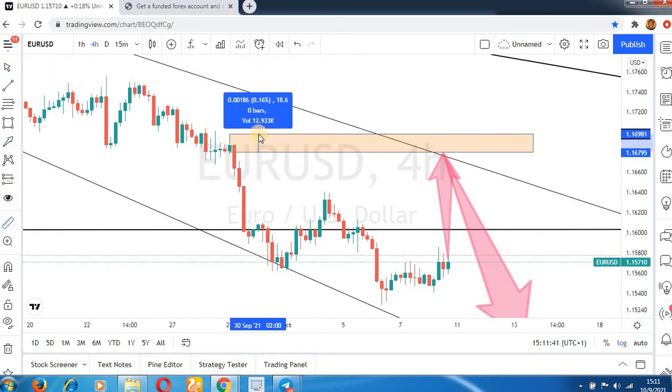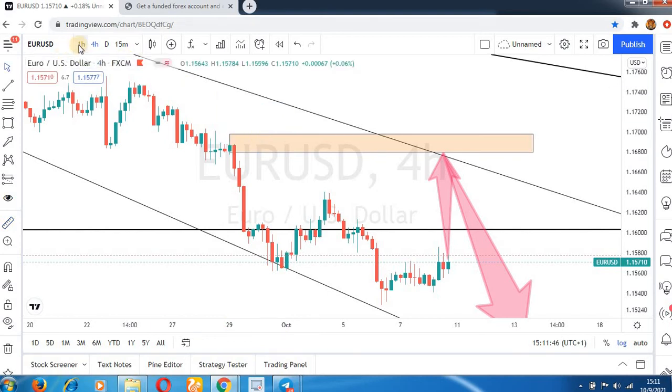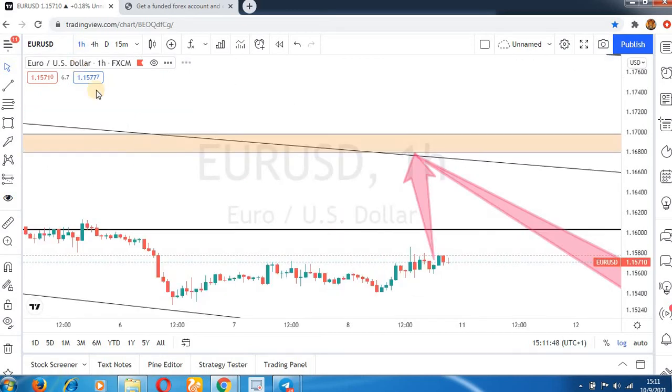It's 19 pips without refining it. Imagine when I refine it to 1 hour, I could even get like 7 pips.